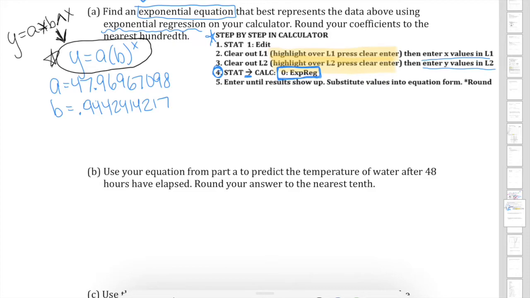We don't ever write times with an asterisk. That's just how it gives it to you on your calculator. And we never actually write the caret. We just put x up in the exponent. So I used parentheses to show multiplication, and I moved that x up there already.